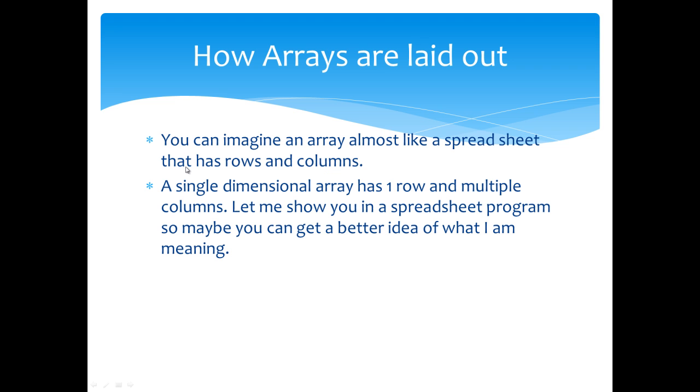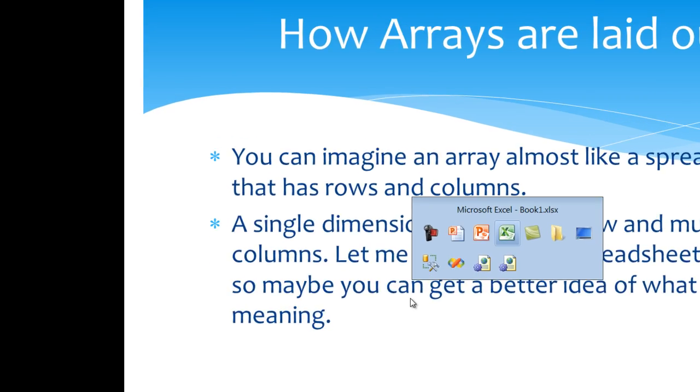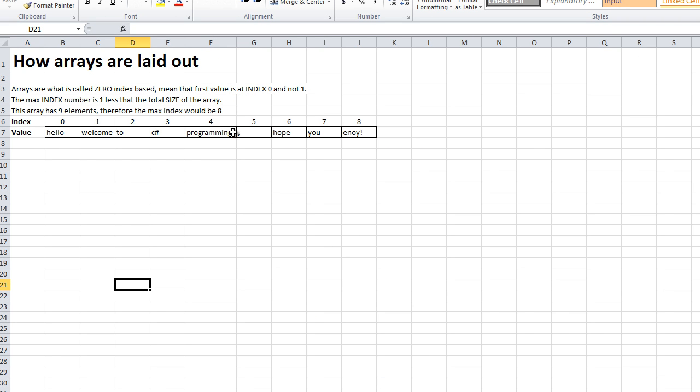The way arrays are laid out is you can imagine an array almost like a spreadsheet that has rows and columns. A single dimensional array, which will be the first one we talk about, has one row and multiple columns. Let me show, let's bring up a spreadsheet program so maybe we can get a better idea of what I'm actually talking about and give you a better visual layout there.